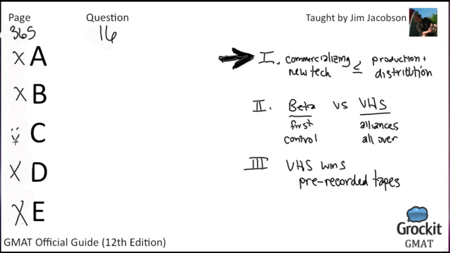So this goes outside the scope of the deal between producers of VHS VCRs and producers of pre-recorded videotapes. So the one that we were thinking about originally, with pre-recorded tapes being widely available and petroleum fuel being widely available, choice C is our winner.